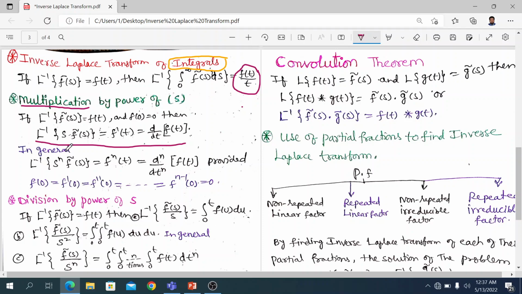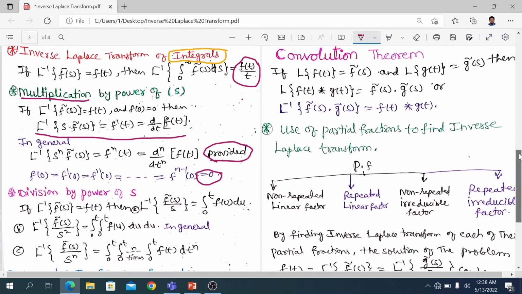In general, Laplace inverse of s power of n F of s is equal to f power n of t, that is the nth derivative d power of n by dt power of n of f of t, provided, this is the main condition, provided f of 0, f dash of 0 first derivative, second derivative, up to the (n minus 1)th derivative are equal to 0.